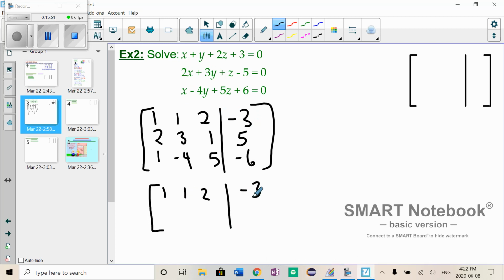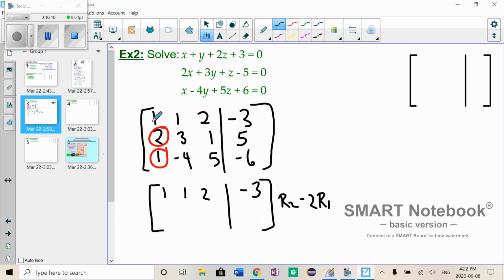Okay, so think about what you're going to clear out. You pretty much always clear out these two first. So I'm going to do, you can do 2 times row 1 minus row 2, or you could do row 2 minus 2 times row 1. I'm going to do row 2 minus 2 times row 1.